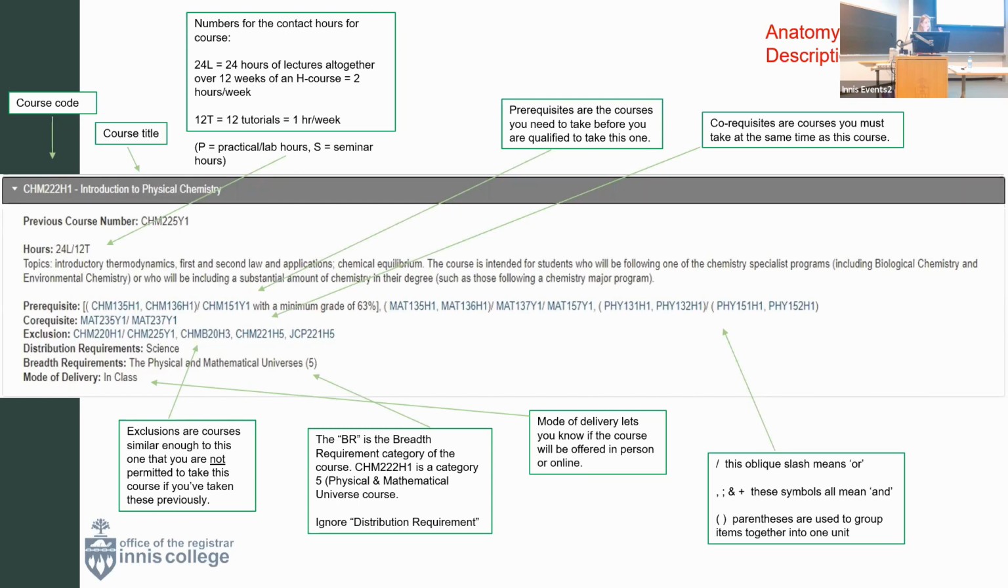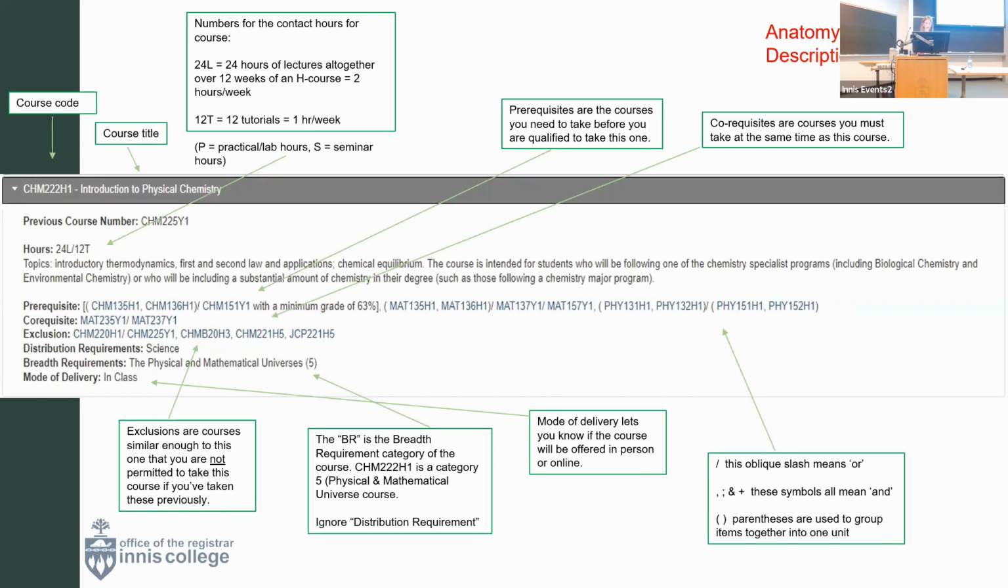But in most cases, it's because the content is too similar. And here's a good example of where you might run across a 3 or a 5 in the calendar, right? So if you've taken CHMB 20H3, that's a course at Scarborough. You're eligible to take courses at the other campuses, Scarborough, Mississauga. You've taken that course and you're excluded from taking chemistry 222H1. Distribution requirement, you can happily ignore that. Breadth requirement, no surprise, this falls under breadth category PR5. And the mode of delivery, that's a new line item in the calendar this year. This course is taught in person in class.